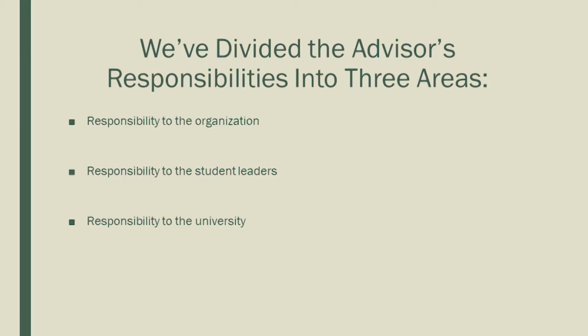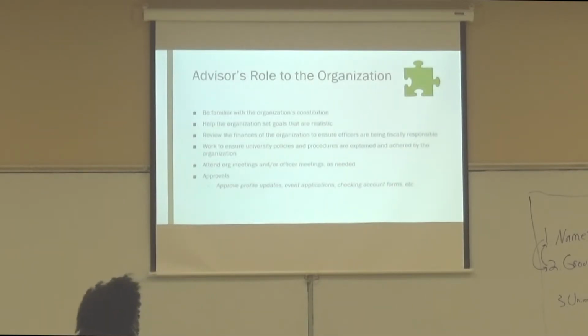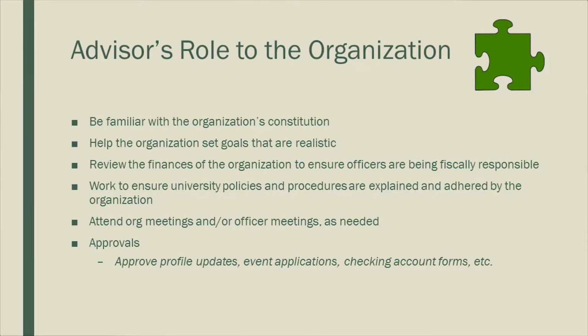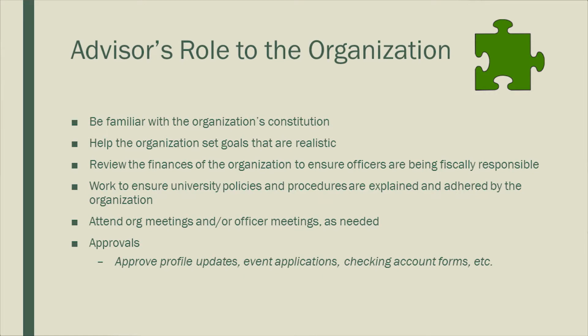Okay, so we've divided the advisor's responsibilities into three different areas: responsibility to the organization, student leaders, and to the university. One of the responsibilities is to be familiar with the organization's constitution. This is the first thing, this is super basic, you already should know this, right? Because if you're part of an organization, you should know what you're a part of, and what it is that you're doing, what is the purpose of this work. So it is very important that they know the Constitution. If there's any changes, just let them know or run it past them so that they're aware that the organization is changing. Help the organization set goals that are realistic.